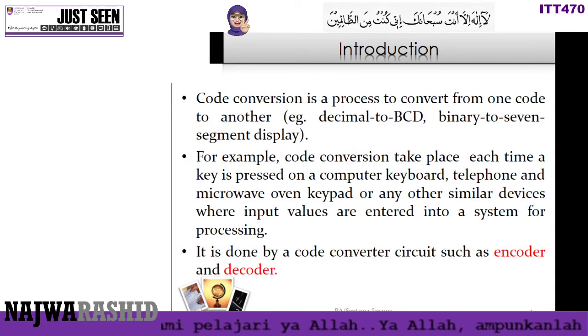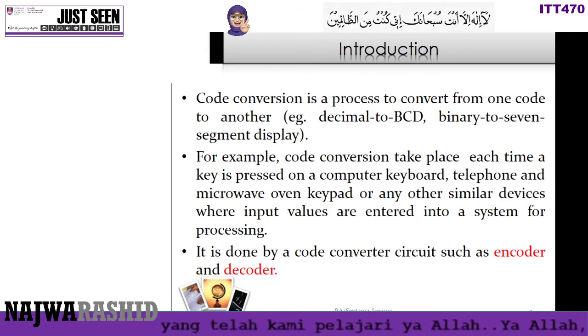So code conversion is a process to convert from one code to another code, from decimal number. Let's say you look at your calculator or any keypad. Those are the decimal values. So the system inside the devices needs to convert them into certain values. Examples of the converter are decimal to BCD, and binary to 7 segment display.